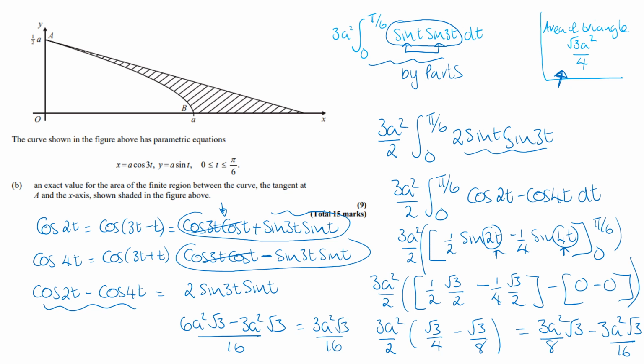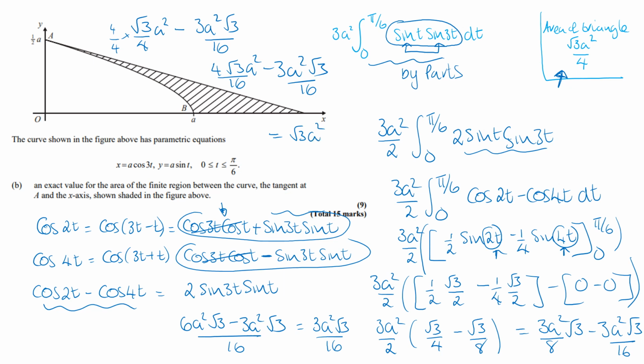Now to find my total area, I need to do the area of the triangle, which is root 3 over 4 a squared, take away 3a squared root 3 over 16. If I times this one by 4, top and bottom, I'm going to have 4 root 3 over 16 a squared minus 3a squared root 3 over 16. So altogether, 4 minus 3 of something is just going to be root 3 a squared all over 16.